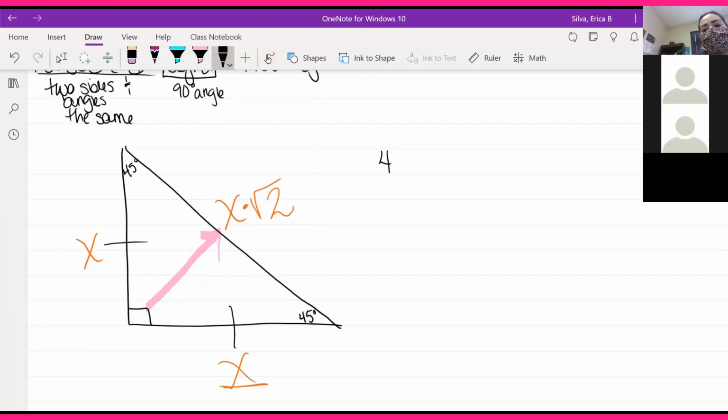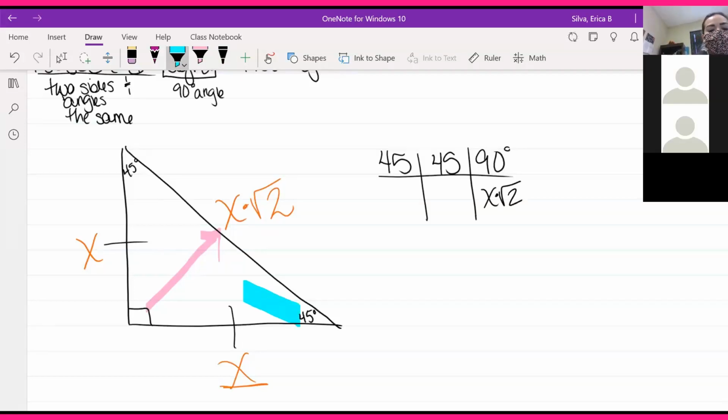So we're going to put 45. This is a little table that could help you. 45, 45, 90. So the side that's across the 90-degree angle is x times the square root of 2. The side that's across this 45-degree angle is x. And then the side across this 45-degree angle is also x.